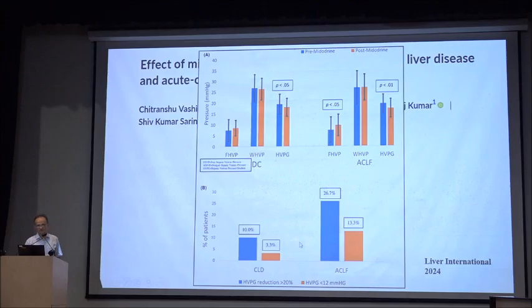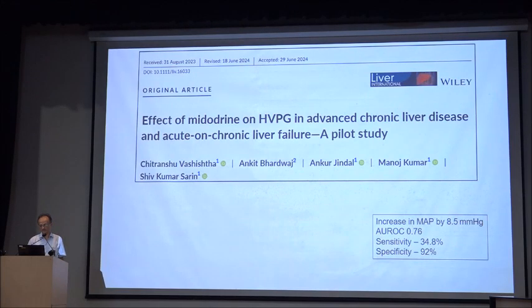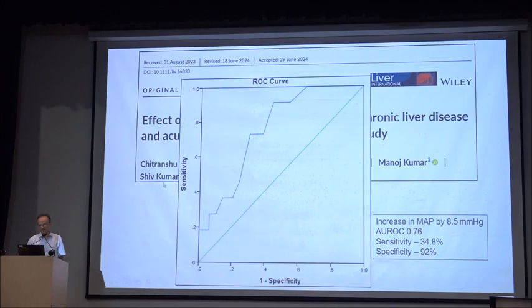And the HVPG response, which was the primary outcome of this study, was seen in nearly 10% of the patients of decompensated cirrhosis and in 26.7% of patients of ACLF. Interestingly, it was found that an increase in the MAP by 8.5 millimeter of mercury had a fairly good AUROC and a good specificity of 92% in predicting the HVPG response. So the MAP measurement can be a useful bedside tool to assess whether this patient is going to respond to midodrine with regard to HVPG response or not.